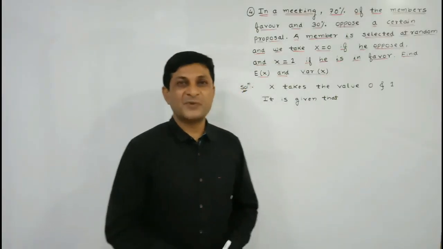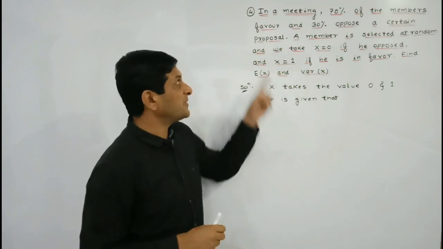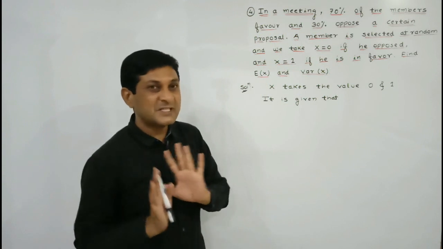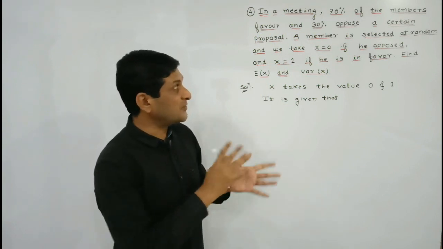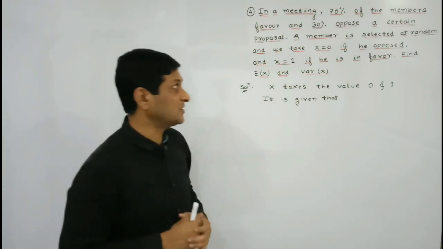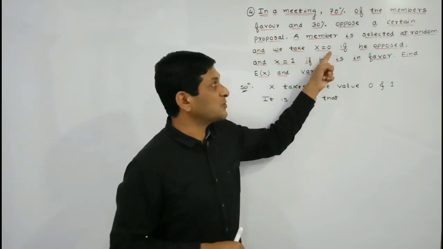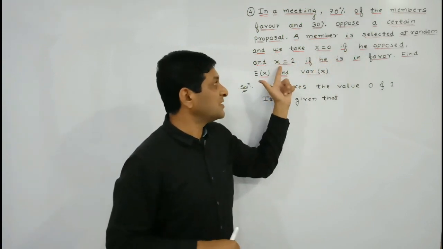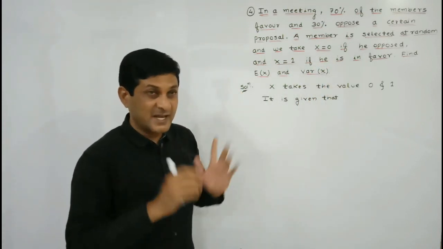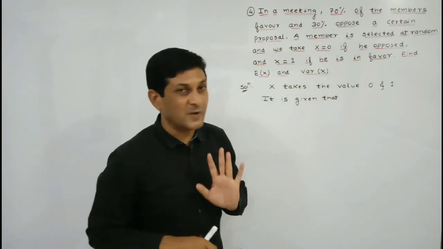Now see example number 4. In this example, observe the given condition. In a meeting, 70% of the members favor and 30% oppose a certain proposal. Means 70% members are in favor of a proposal and 30% are opposed to the proposal. These are the two given conditions. A member is selected at random, we take x equal to 0 if he opposes and x equal to 1 if he is in favor. Means values of x are already defined, x equal to 0 and x equal to 1. So we can say that x takes the values 0 and 1, isn't it?